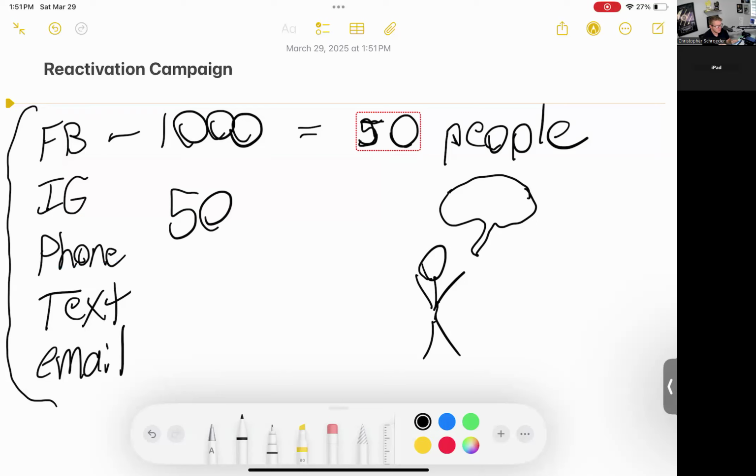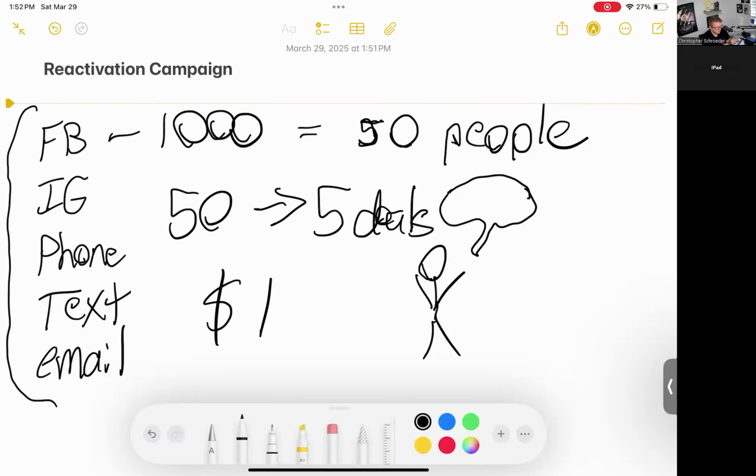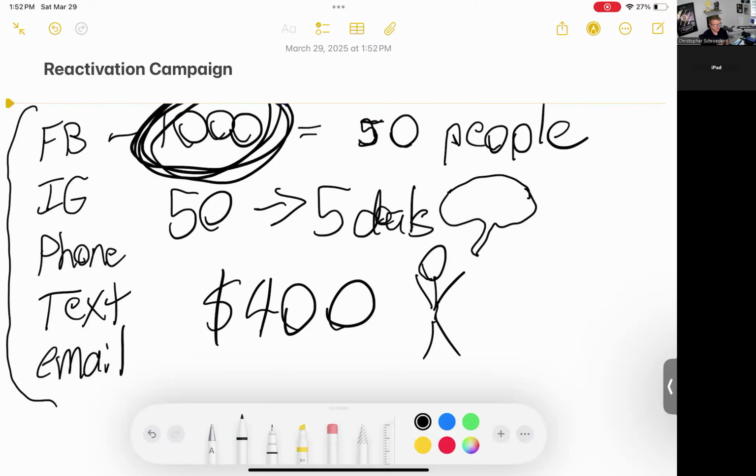All right? Now I know these numbers look terrible, okay? But you get 50 conversations. That turns into 5 deals. Okay? And once again, these are very low numbers because I want to manage expectations here. So let's just say you make $80 per deal. Okay, that is $400. But guess what? You already paid for these leads. You already paid for those 1,000 people. You already paid for these 50 people, right? You're basically recycling these leads.